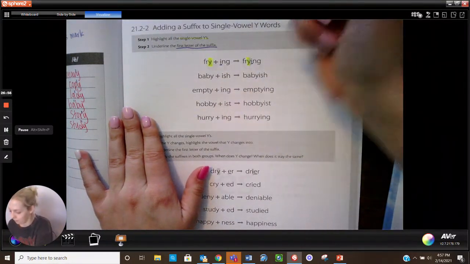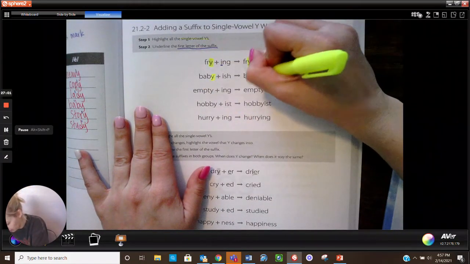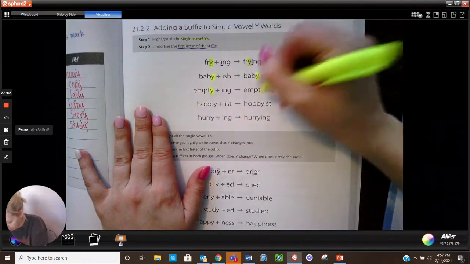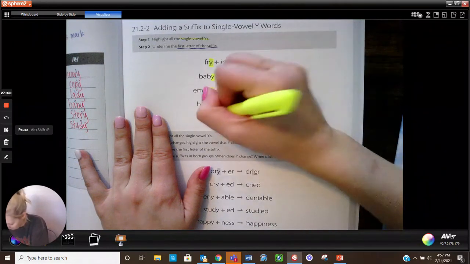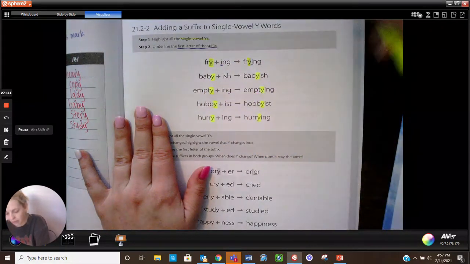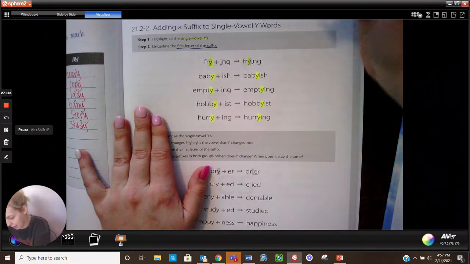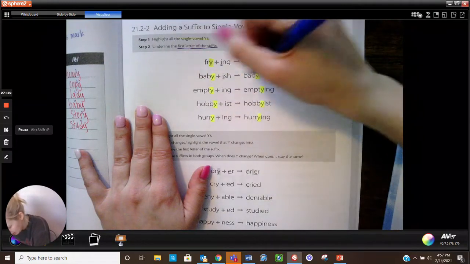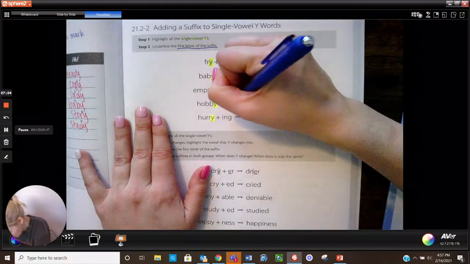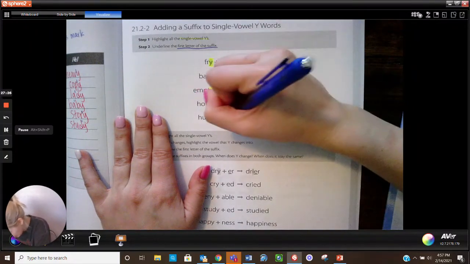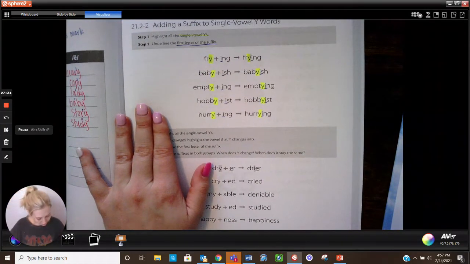and then underlined that I. All right, let's keep going. Single letter vowel Y's. Let's highlight all of those. All right, and now we're going to underline the first letter of the suffix. Easy peasy. Lemon squeezy. Awesome. Okay.